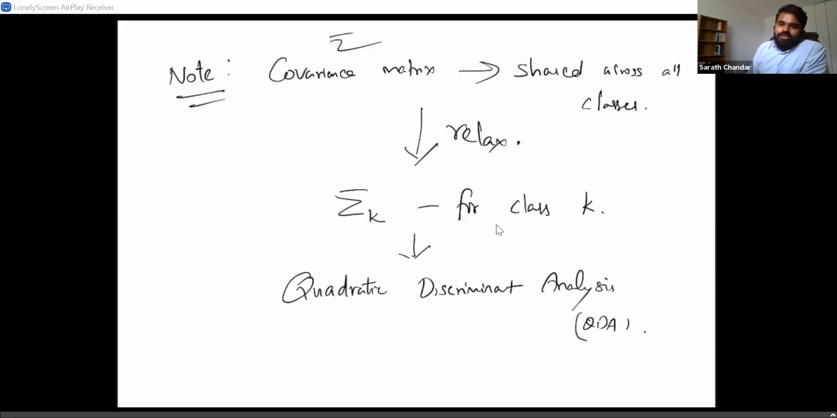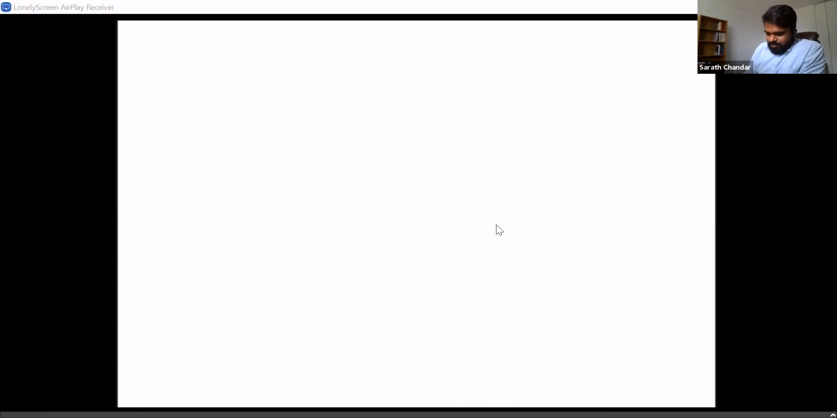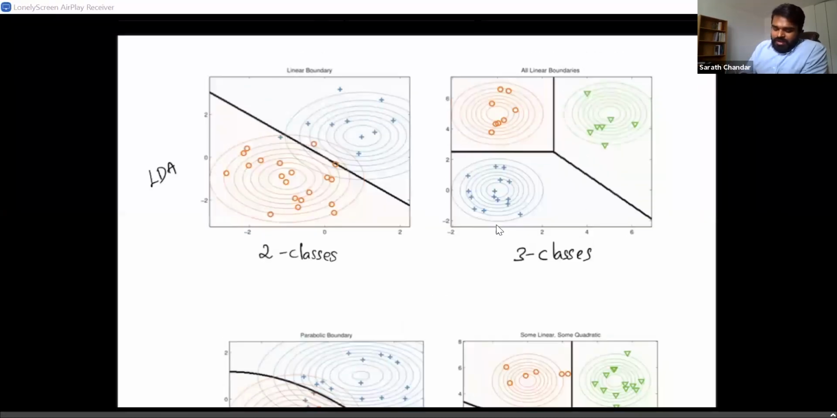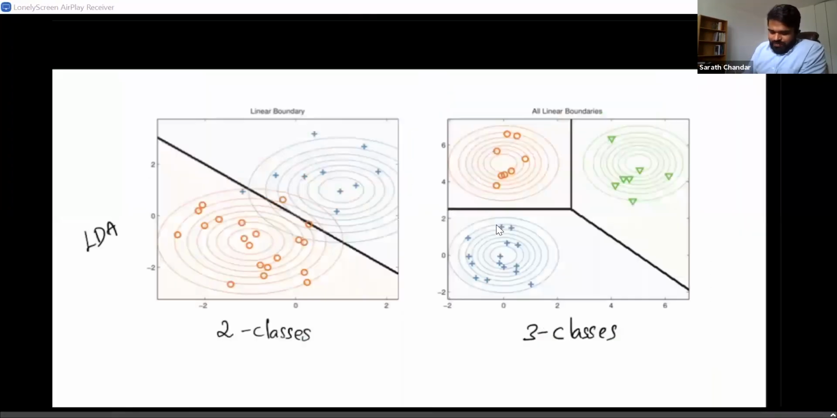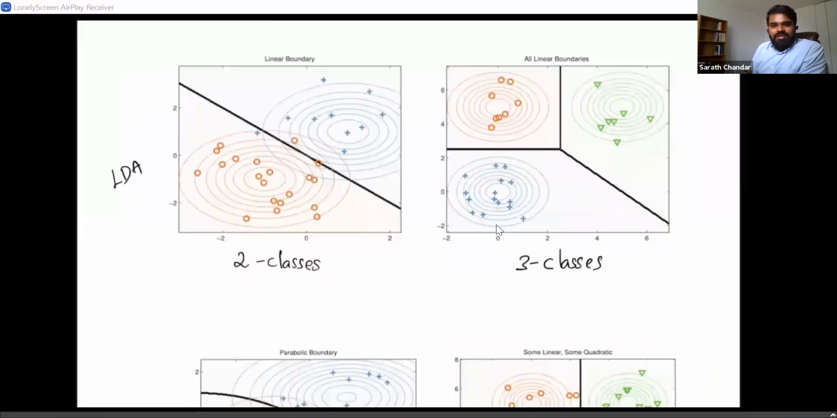Okay, so we are not going to derive QDA, but now you get an idea of how to do these derivations, and the textbook actually has the derivation for QDA. Okay, so now let's look at how these algorithms work in practice. Here, this is LDA for a 2-class problem and a 3-class problem.